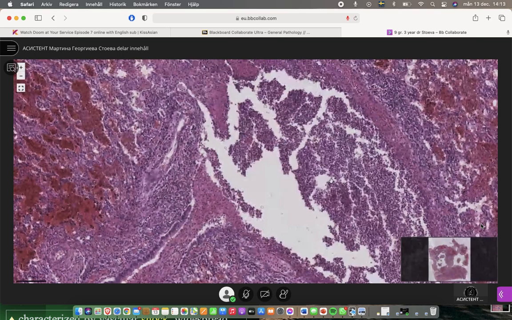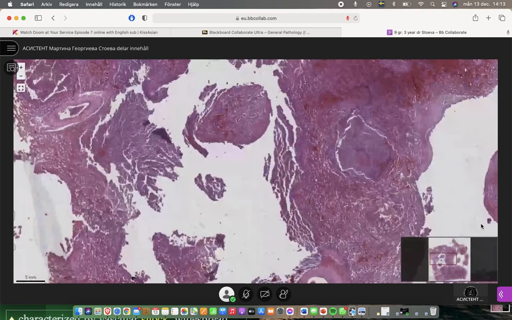Then you definitely get the question for the inflammatory agent associated with such a pneumonia. In the first place, you should mention Staphylococcus aureus. Usually, exactly, this is the bacterial agent associated with abscesses.